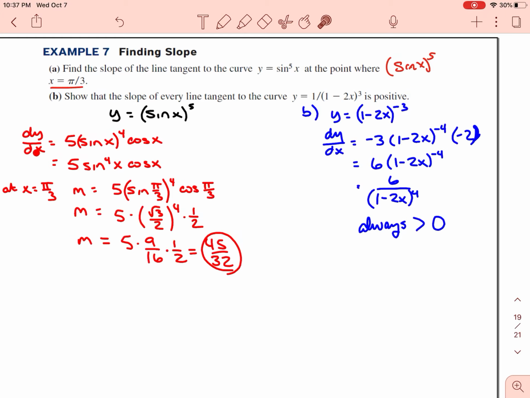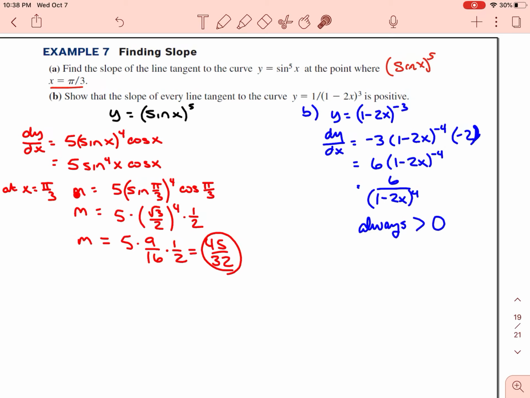So we have y equals the sine of x to the fifth power. The derivative is the power rule, 5 times the sine of x to the fourth power, leaving the inner function of sine alone. Then take the derivative of sine, you get cosine. There's my chain rule. So it's 5 sine to the fourth of x times the cosine of x.